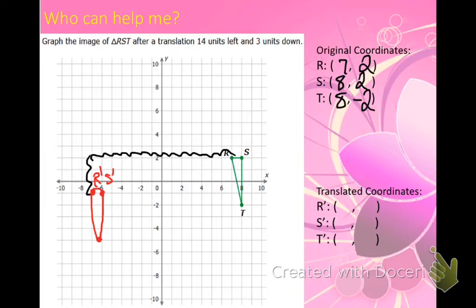All right. So the new coordinates for R are -7 and -1. Again, we went 14 units left, so 7 minus 14 is -7. That's how we got this, all right? And then we went 3 down, so 2 minus 3 is -1. Okay, S is -6, -1. And T is -6, -5. All right, every time you have to have your original coordinates and your translated coordinates written.